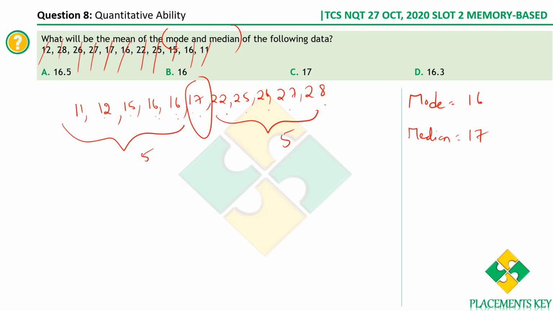Okay, so we are supposed to find the mean of these two. What is the mean of 16 and 17? It is 16 plus 17 by 2. So we get the value as 16.5, which is option A.